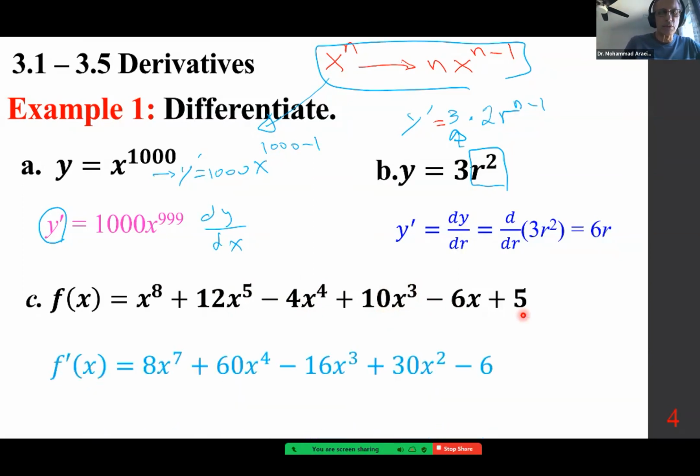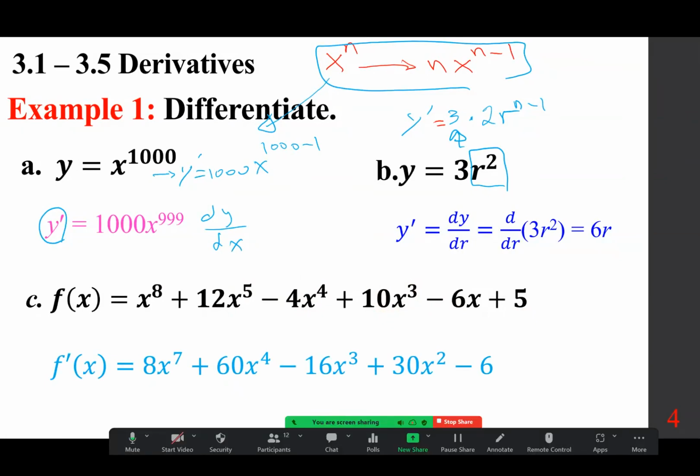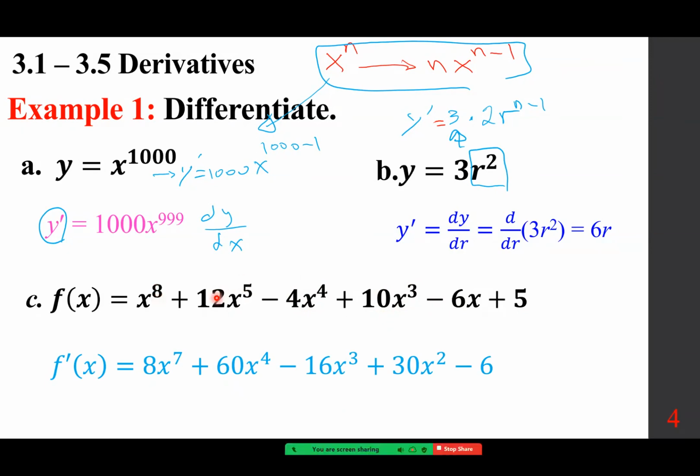And that is extremely important to pay attention to, that we have various formulas and we should be comfortable with them. Again, this is 8, this is 12 times 5, which makes it 60. 5 goes down to 4. We're going to multiply -4 by 4, gives us -16. 4 goes down to 3. 10 times 3 is 30. 3 goes down to 2. Minus 6x is simply -6. And 5 gives you 0, which we don't write.